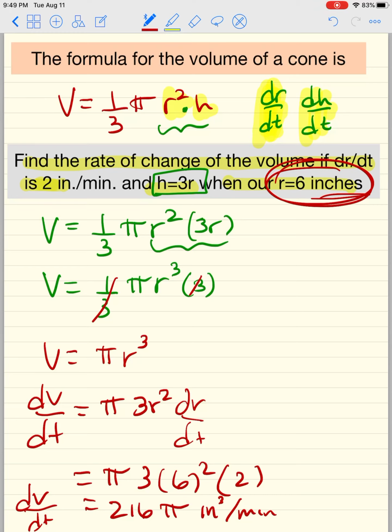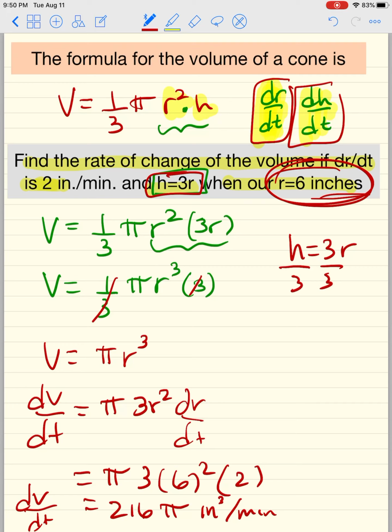So the point is, once again, read the problem, see what they give you, either dr/dt or dh/dt. Whatever variable you have information about, get rid of the other variable by doing some sort of proportion. In this case, they gave you h equals 3r, so I just substituted the h. Had they given you dh/dt and you needed to get rid of r, you just divide and solve for r, okay?